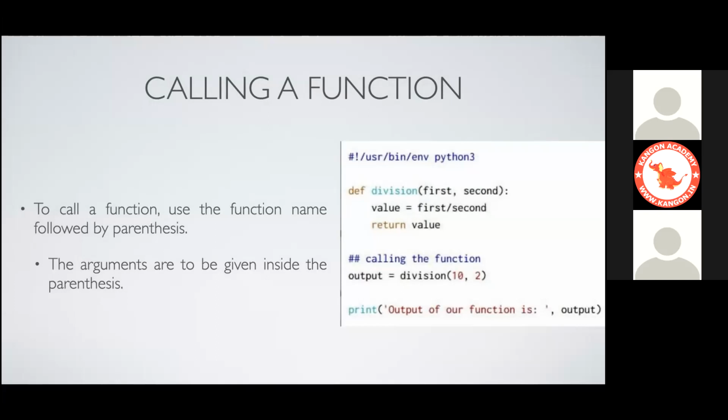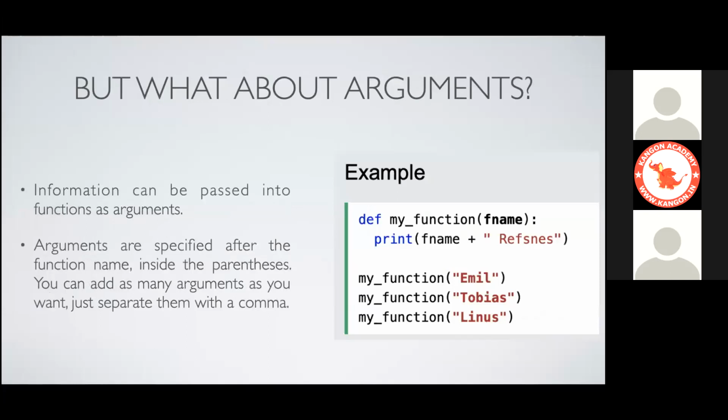Okay, great. But what about arguments here? Arguments are interesting. Let's see arguments now. Information can be passed into functions as arguments. Arguments are defined after the function name, inside the parentheses. You can add as many arguments as you want, but separate them with a comma.